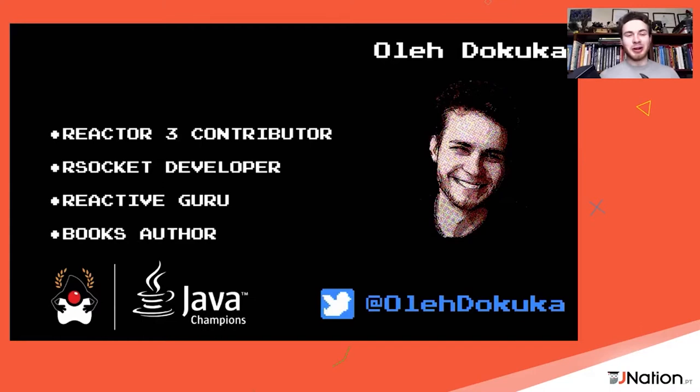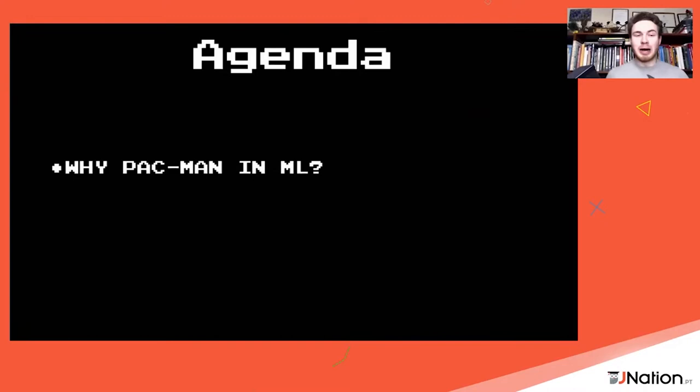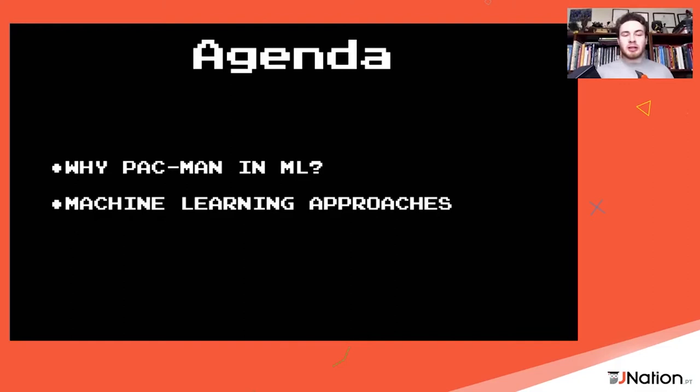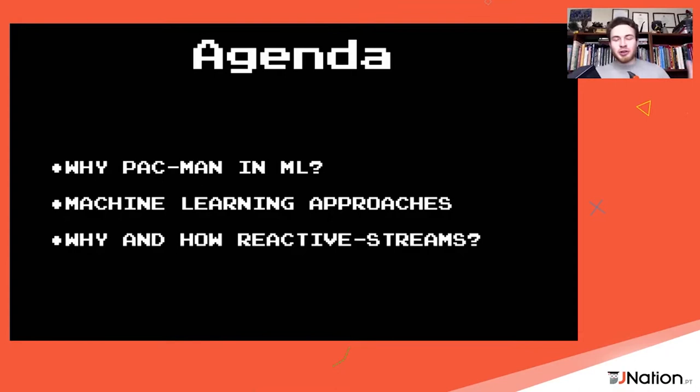Nevertheless, let's stop talking about us and let me quickly introduce what we are going to talk about during this presentation. First of all, this is a talk about PacMan. We will quickly look at why PacMan is still a good source for machine learning. Then we will look at different machine learning approaches in the context of the specific version of PacMan that we have today. And finally, we'll figure out how reactive streams is related to all this. So if you're interested, stay with us.